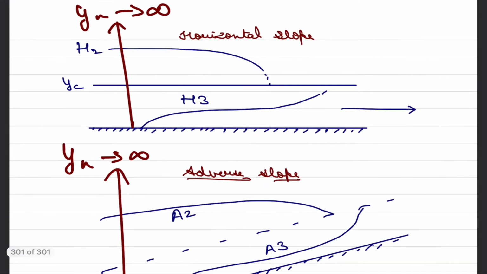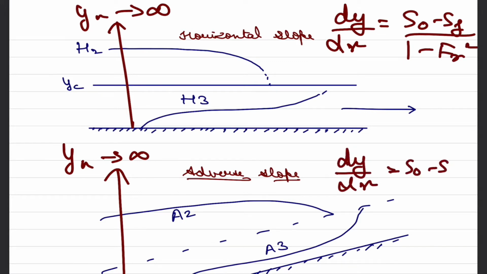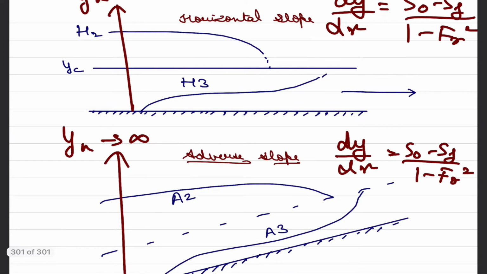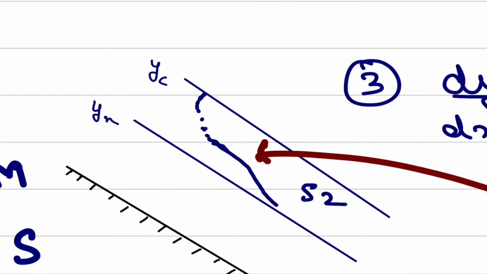Applying the same analogy here, we check the sign of dy by dx as a function of S naught minus SF over 1 minus Fr square, the same equation here, and we can check whether it is going to increase or decrease. I leave this exercise to the readers, how you can develop these profiles. Now, there is one thing that I want to draw attention to: the asymptotic behavior at the endpoints here.